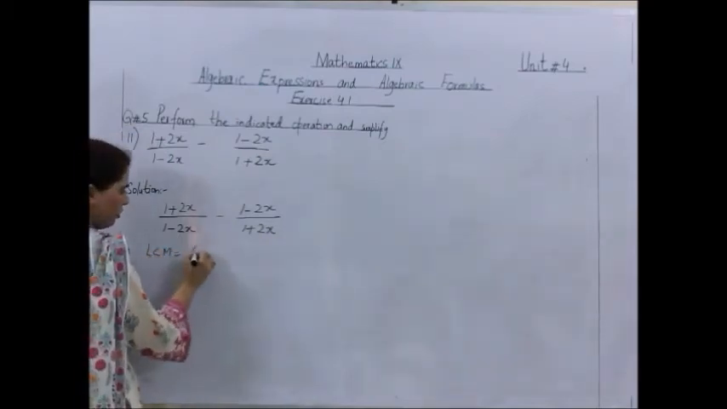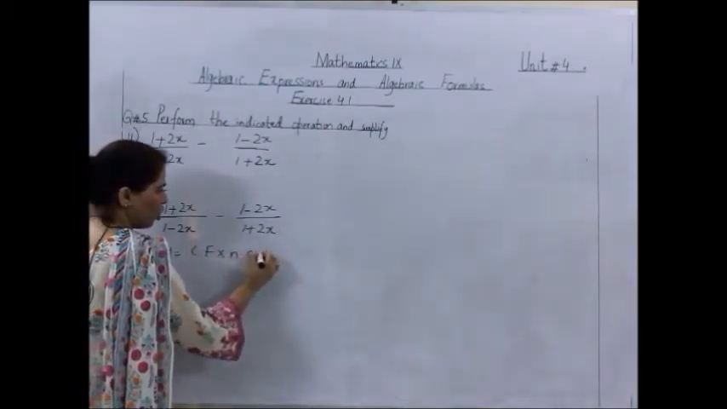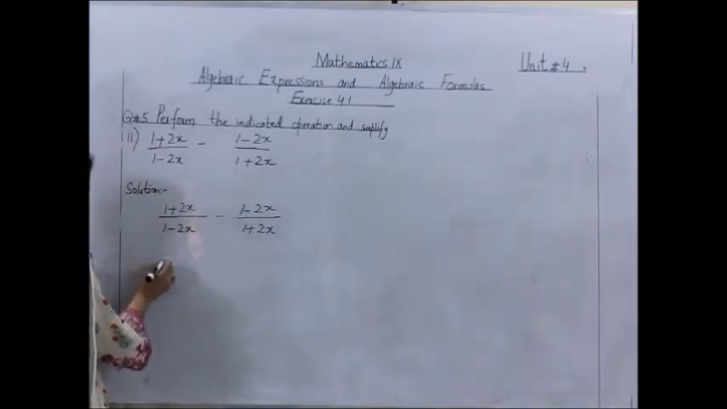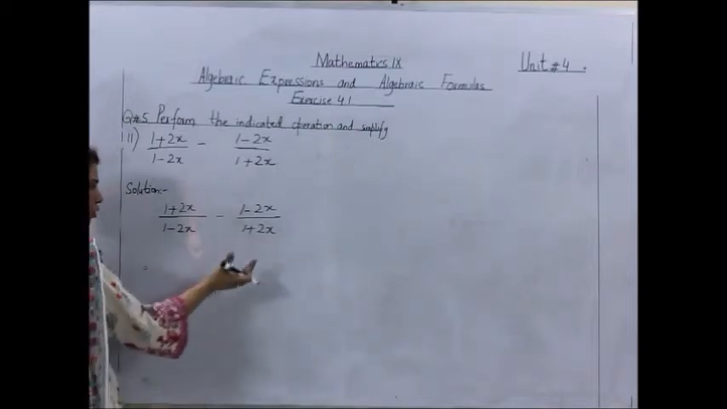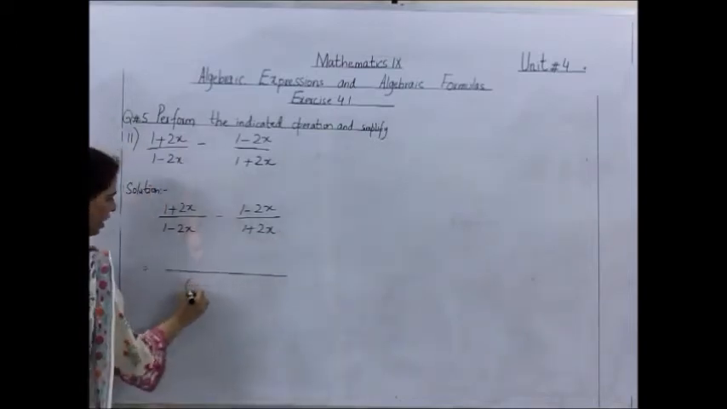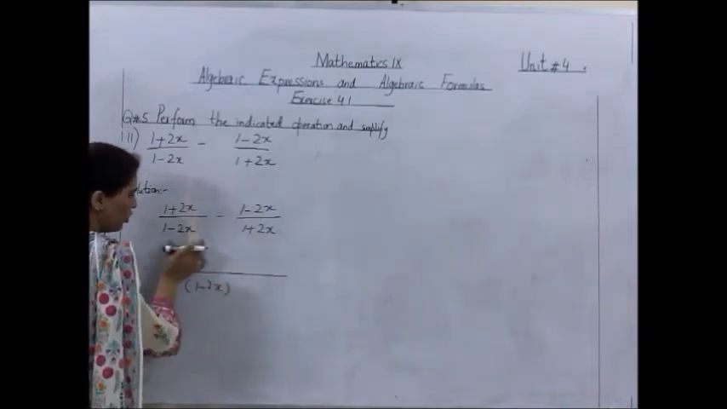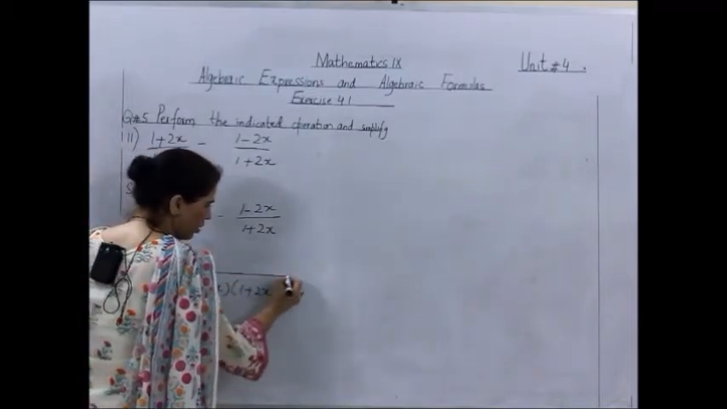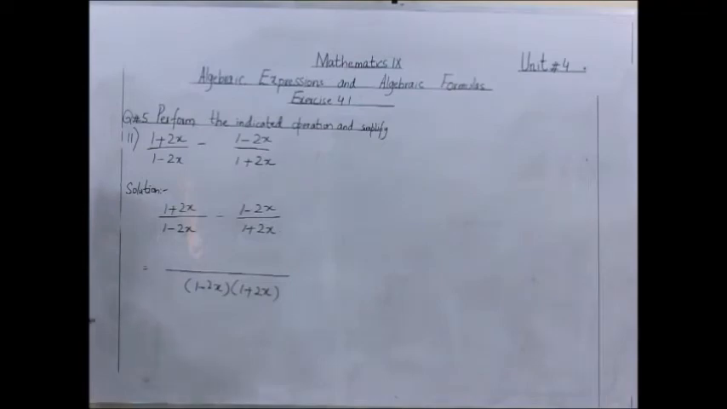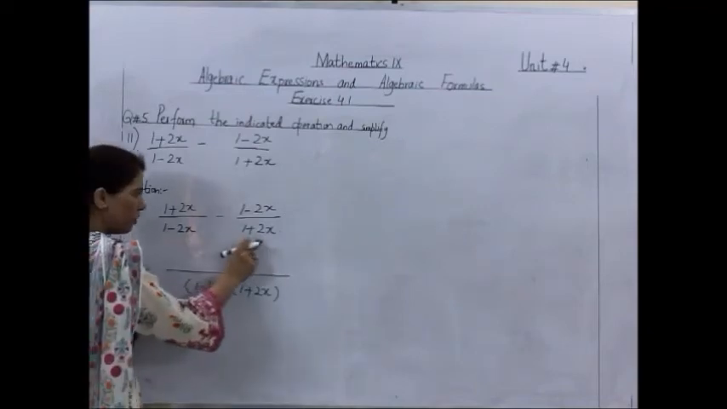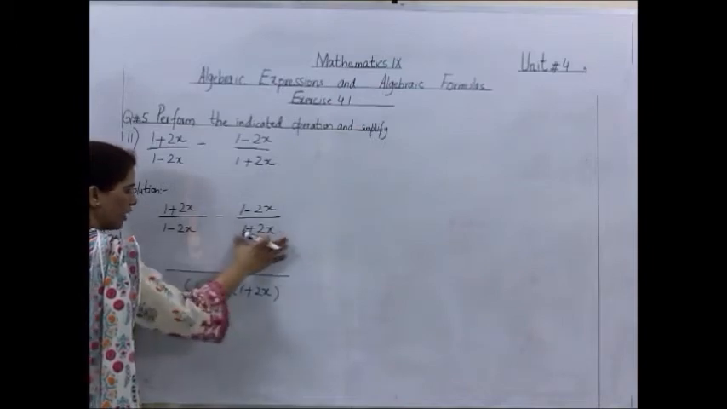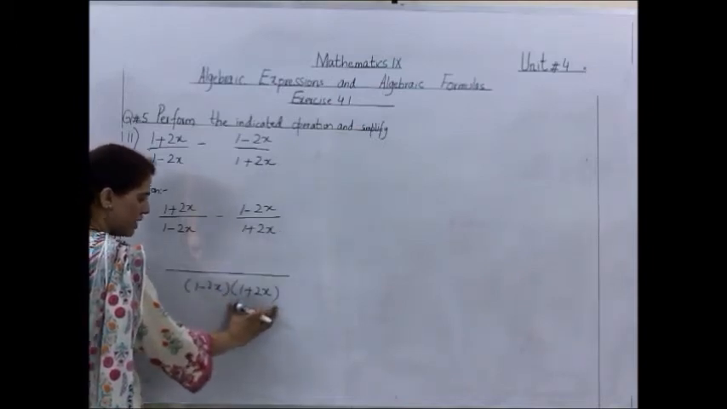LCM is common factors multiplied by non-common factors. In this particular question, there is no common factor. 1 minus 2x, 1 plus 2x, no common factor. But we have two non-common factors, 1 minus 2x, 1 plus 2x. What did we do? We take LCM. LCM is common factors multiplied by non-common factors. In this particular question, there are no common factors and there are two non-common factors. We took those non-common factors as LCM.